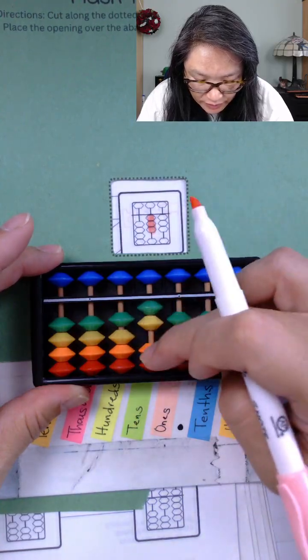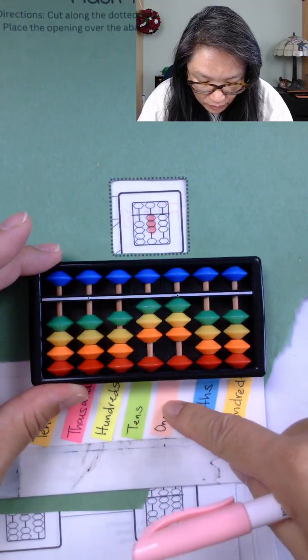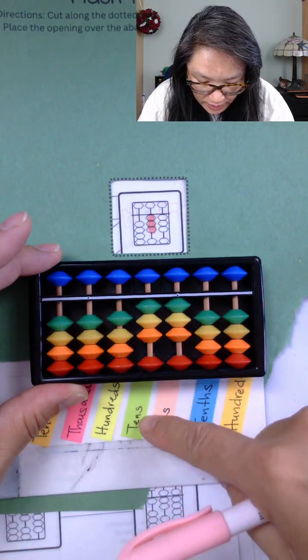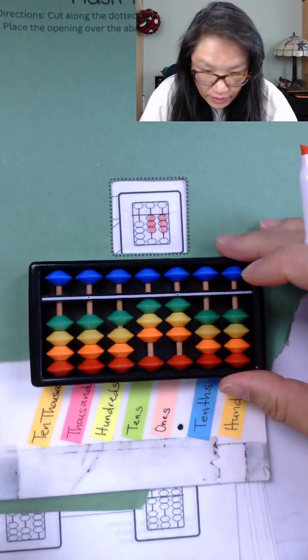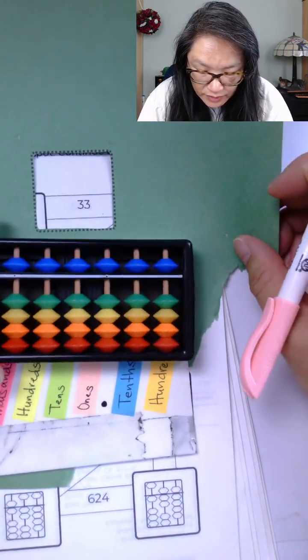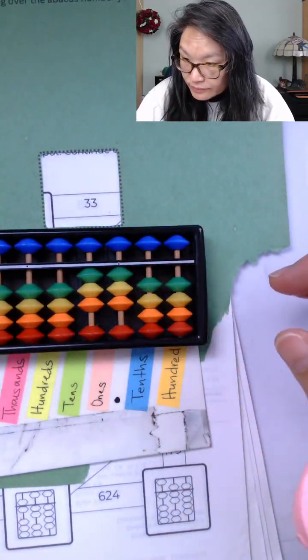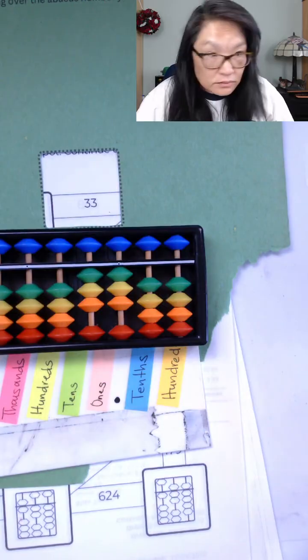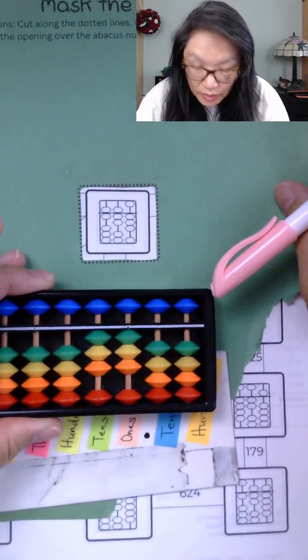So we have 1, 2, 3, and then 1, 2, 3. If you look, this is our ones. There's 3 ones, and then there's 3 tens. So our answer is 33. That's what 33 looks like, 3 and 3. And then it takes me to this number over here.